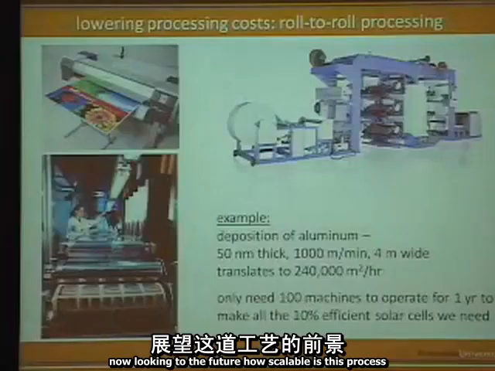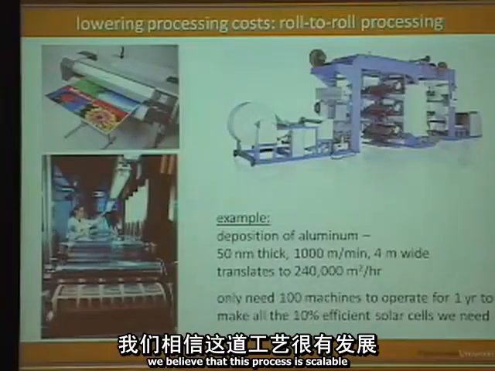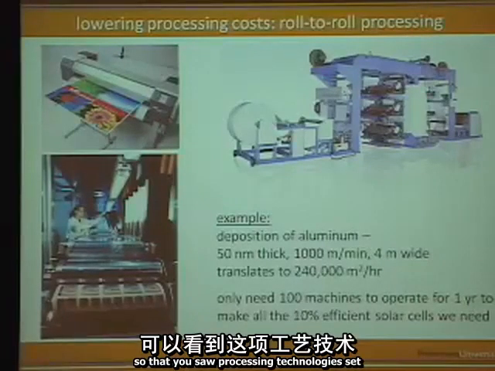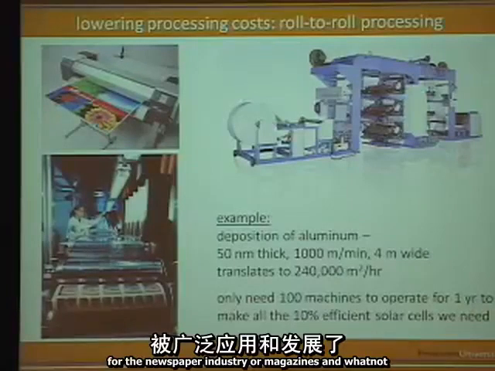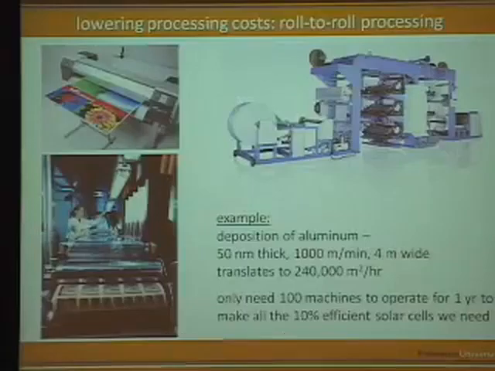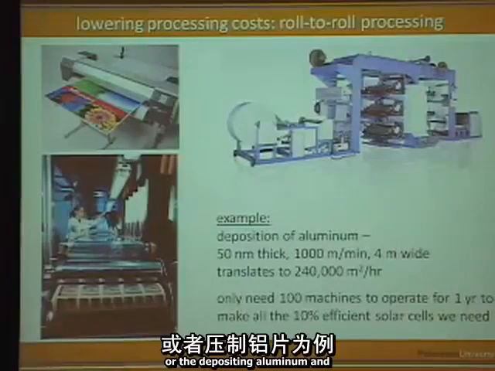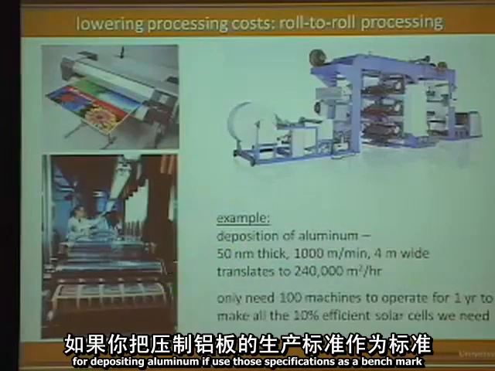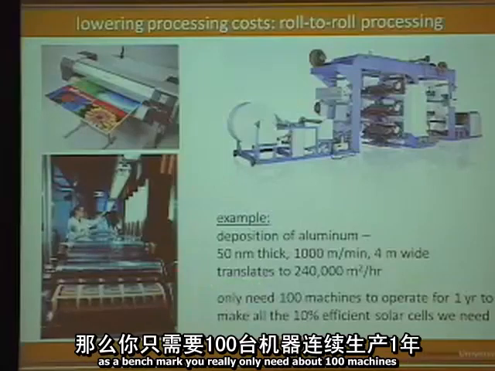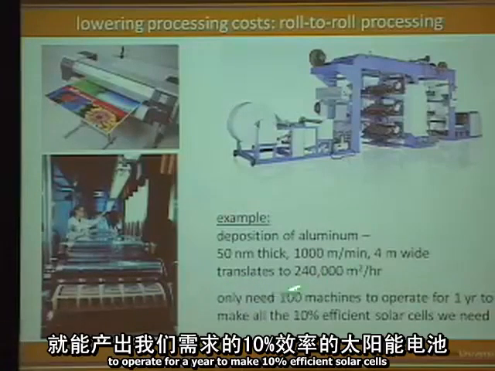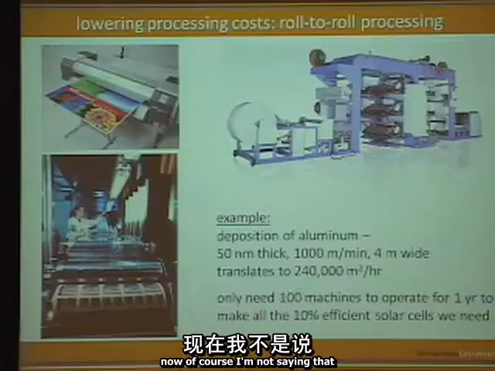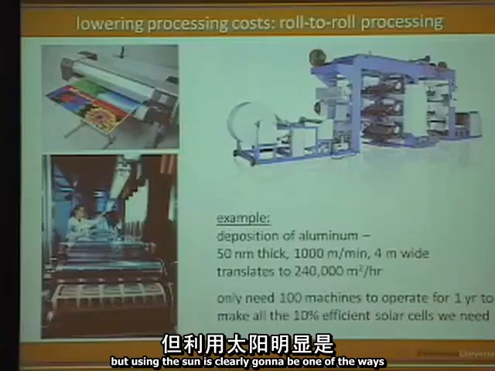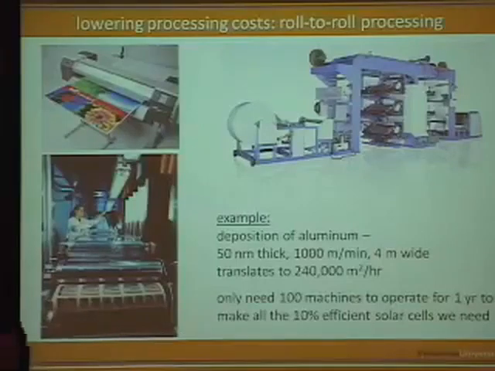Now looking to the future, how scalable is this process? We believe this process is scalable, and it's compatible to roll-to-roll processing. So these are processing technologies that have been developed and established for the newspaper industry, for magazines, and whatnot. And if you take potato chip bags, for example, where they're depositing aluminum, and these are the specifications for depositing aluminum, if you use those specifications as a benchmark, you only really need about 100 machines to operate for a year to make 10% efficient solar cells. Now, of course, I'm not saying that organic solar is the way to go, but using the sun is clearly going to be one of the ways, and we think this is a good way to move forward.